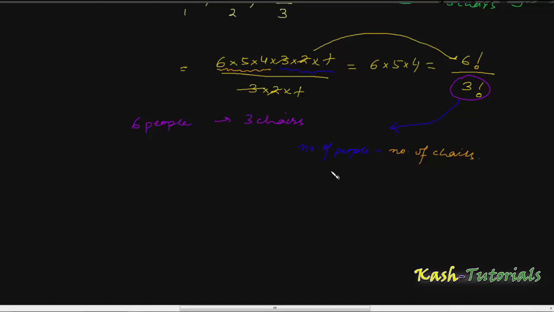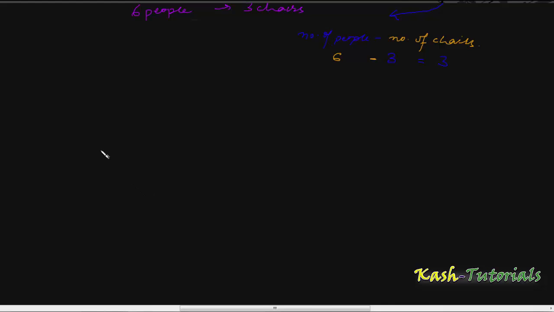Okay, so over here we are having 6 people and we subtracted 3 chairs and we got 3 as the answer. So why have I done this? I want you to intuitively understand this instead of mugging up anything.